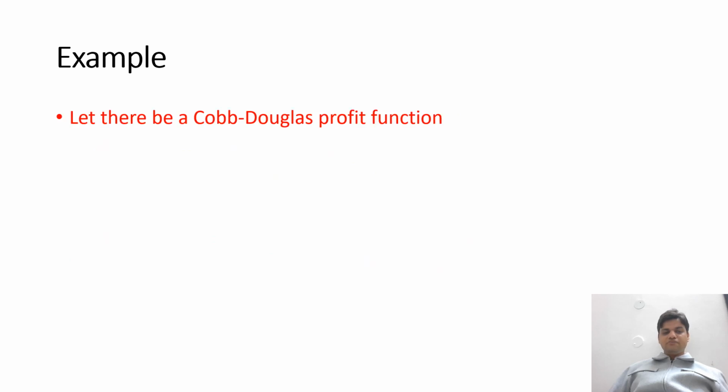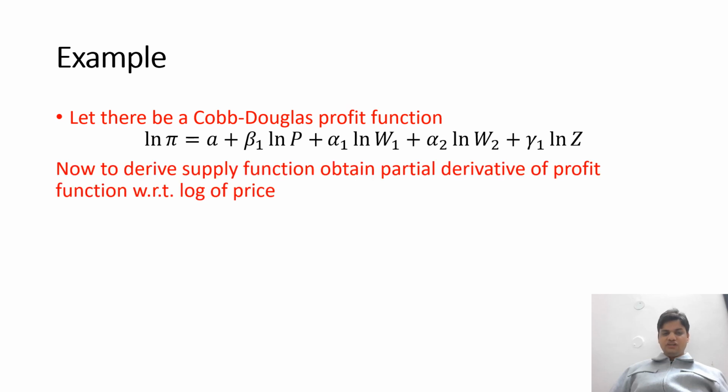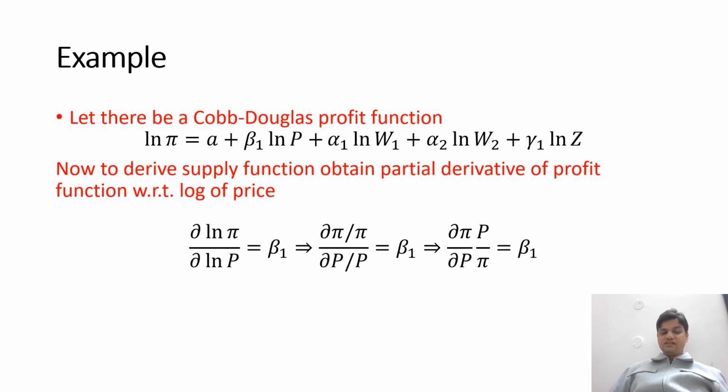So we'll see the example. Let there be a Cobb-Douglas profit function. So ln pi is equal to A plus beta 1 ln P plus alpha 1 ln W1 plus alpha 2 ln W2 plus gamma 1 ln Z. So all variables are in log terms because we are assuming a Cobb-Douglas profit function. Now to derive the supply function, obtain the partial derivative of the profit function with respect to log of price. We are doing it, partial derivative.